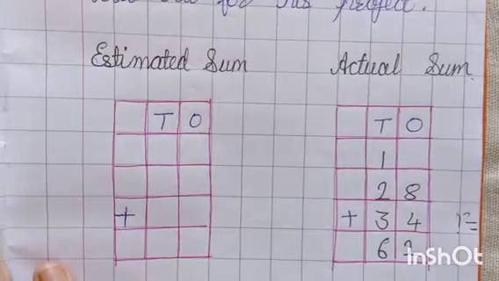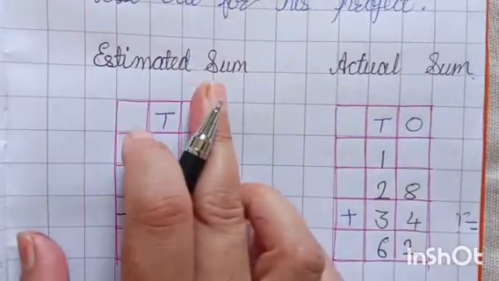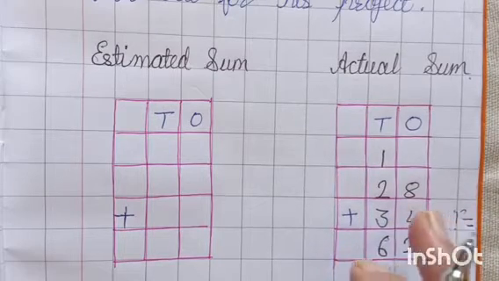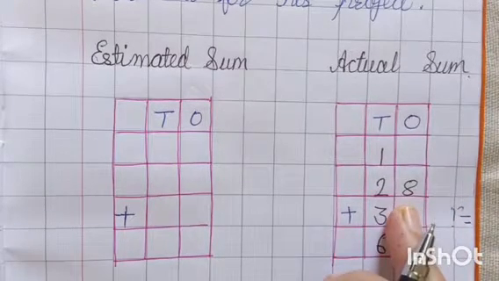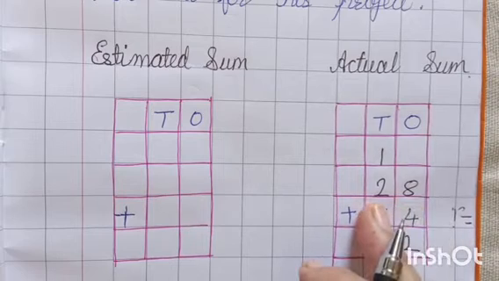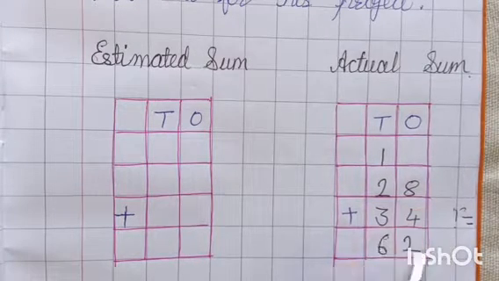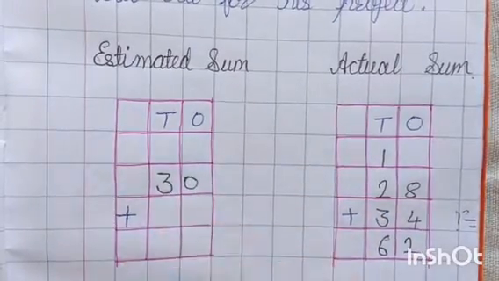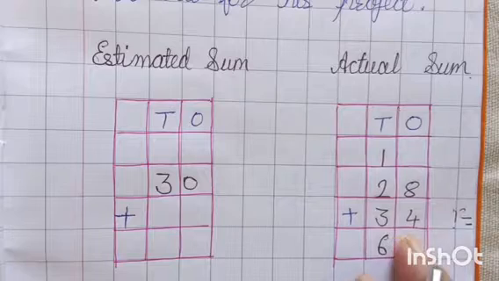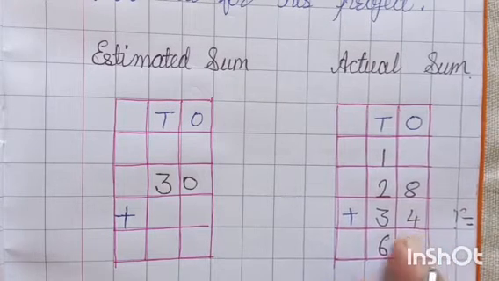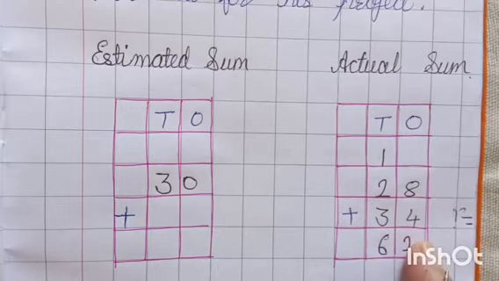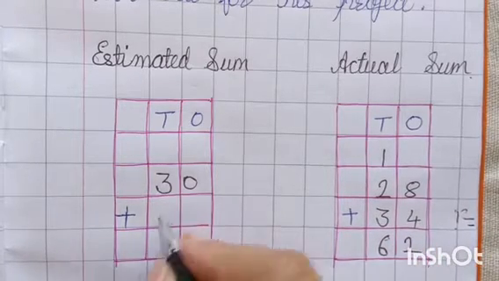And now we have to do the estimated sum. Estimated means what? I already told you that we have to find the nearest tens of the number. So this is 28, and which is the nearest tens of 28? 30. Yes, so we will write 30 here. Then this is 34. So which is the nearest tens of 34? We know that 34's nearest tens is 30 only.